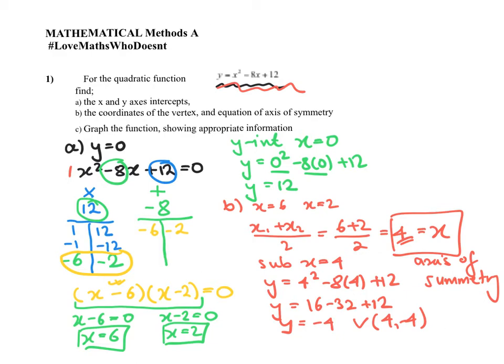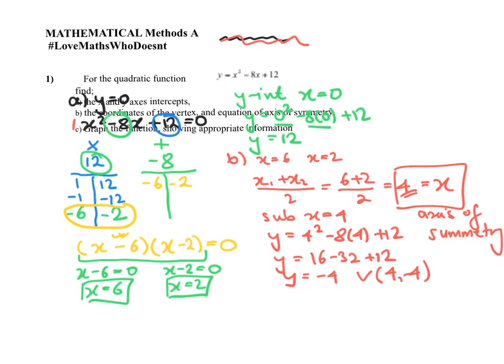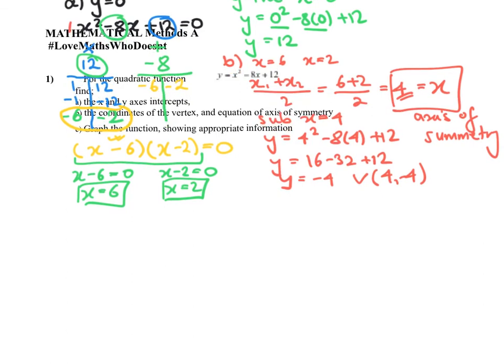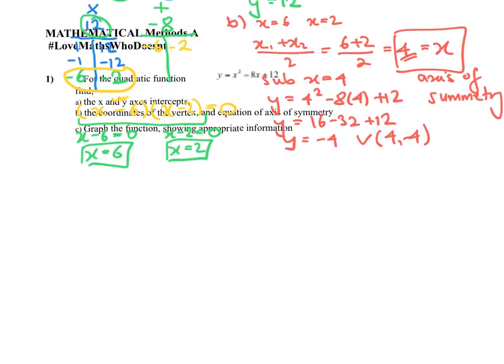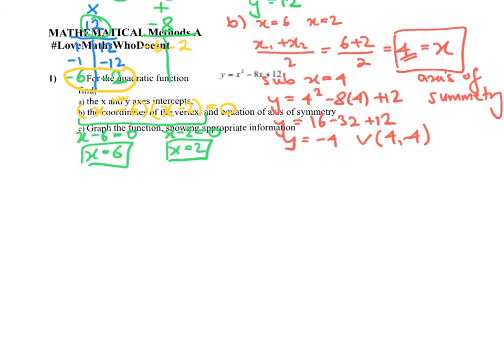The last part of this question is to graph the function and show all the information that we already have. So let's move this up, and part C now. Part C, draw the graph. So let's have the x-axis, the y-axis, and use the information given.